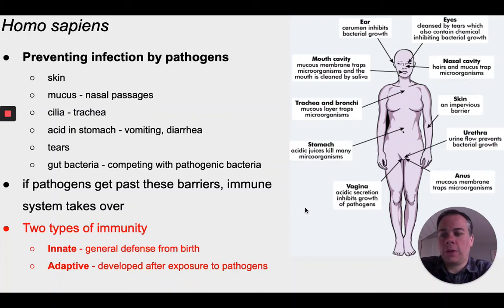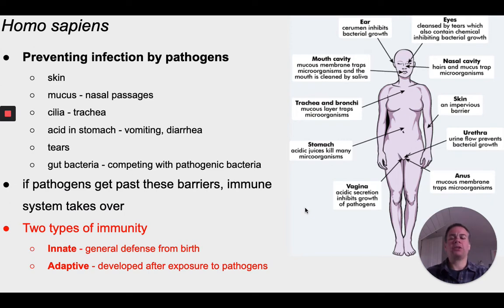The final body system that we're going to be talking about here in our homeostasis unit is immunity. It's about how our immune system works to defend us from pathogens and disease. So, to begin, humans have several adaptations to prevent pathogens.